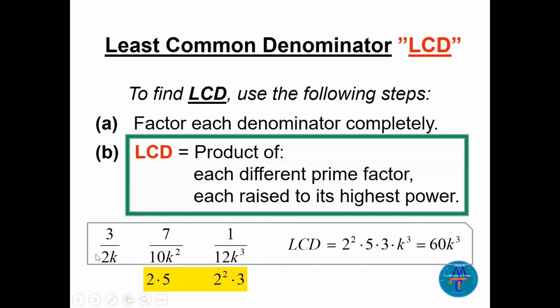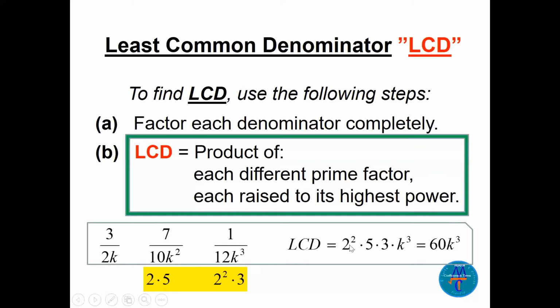For the LCD, I have a 2, and then a 2, and then a 2 squared. Each different prime number, I take 1 time, with the highest power. So I take 2 squared. There is 1 five in one denominator and no 5 in the others, so the highest power is 1; take 5. There is a 3, so I take 3. I don't care about the 3 and 7 in the numerators. Now I have k squared and k cubed. I treat k as a number, and I take the highest, k cubed.